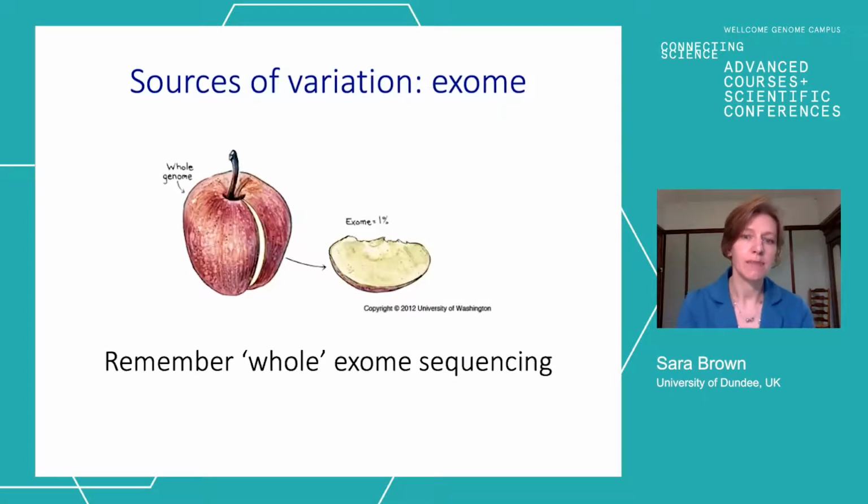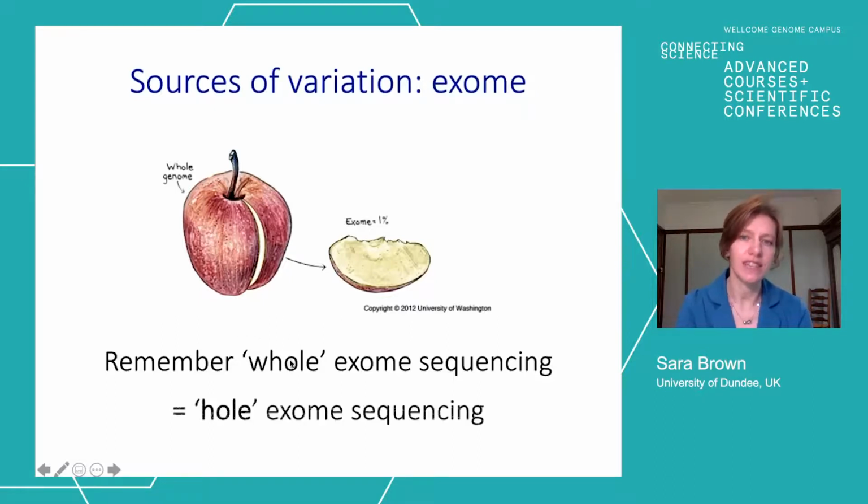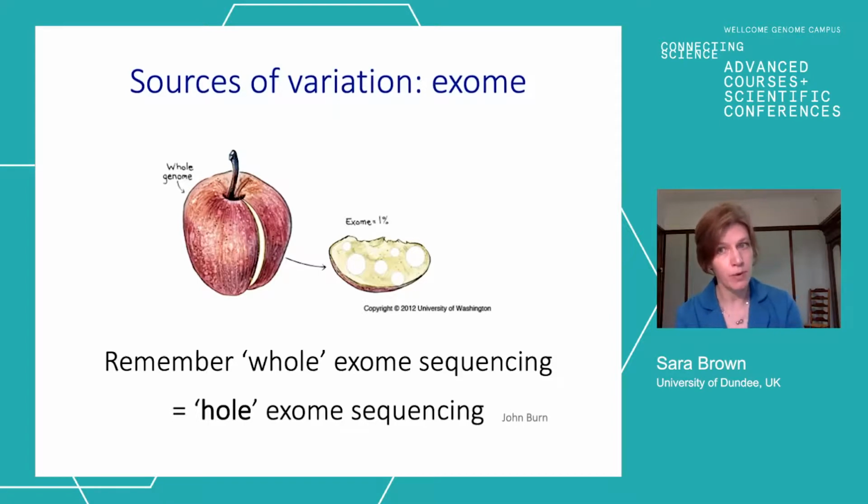So I've explained already that whole exome sequencing aims to sequence this portion of protein coding DNA. But it's important to remember that whole exome sequencing could be better described as whole exome sequencing without the W, because there are always holes in the data. There's always missing data. Even though we're trying to capture the whole exome, we don't succeed in doing that. And it's important to be aware of this, because if you don't find a variant that seems to cause the phenotype, it could be that you've just missed that bit of sequencing information.